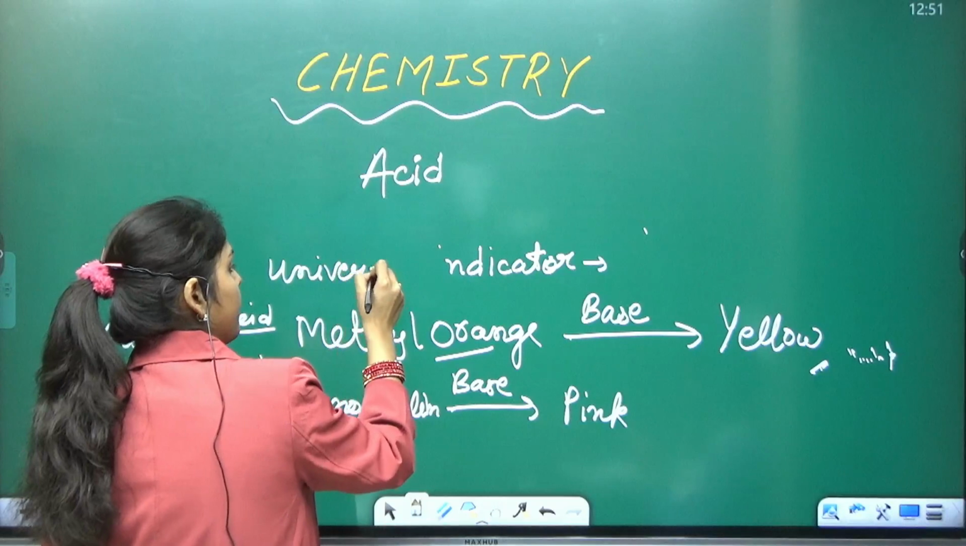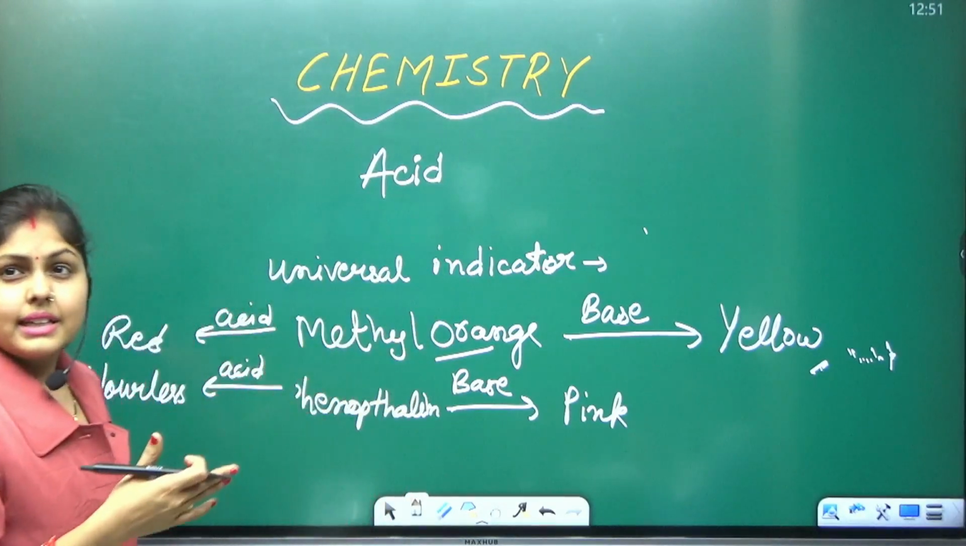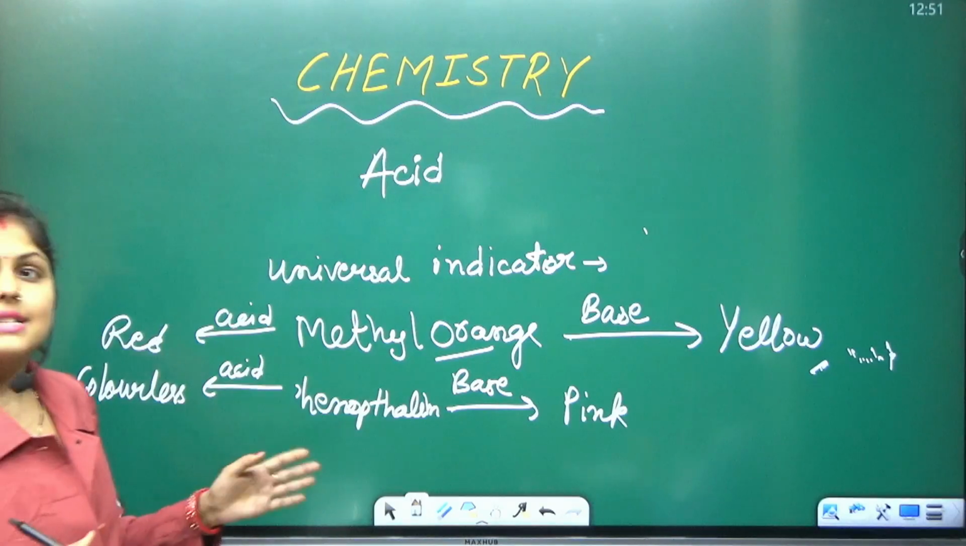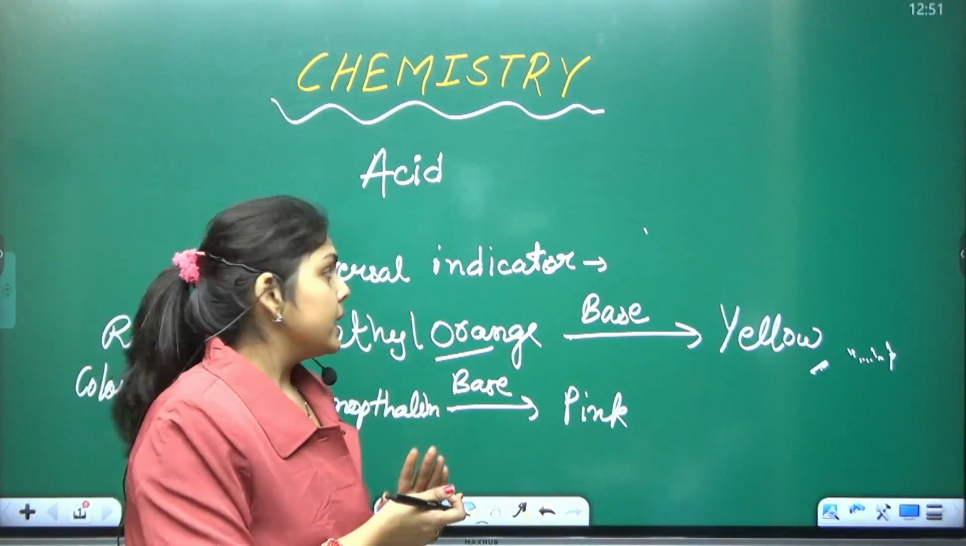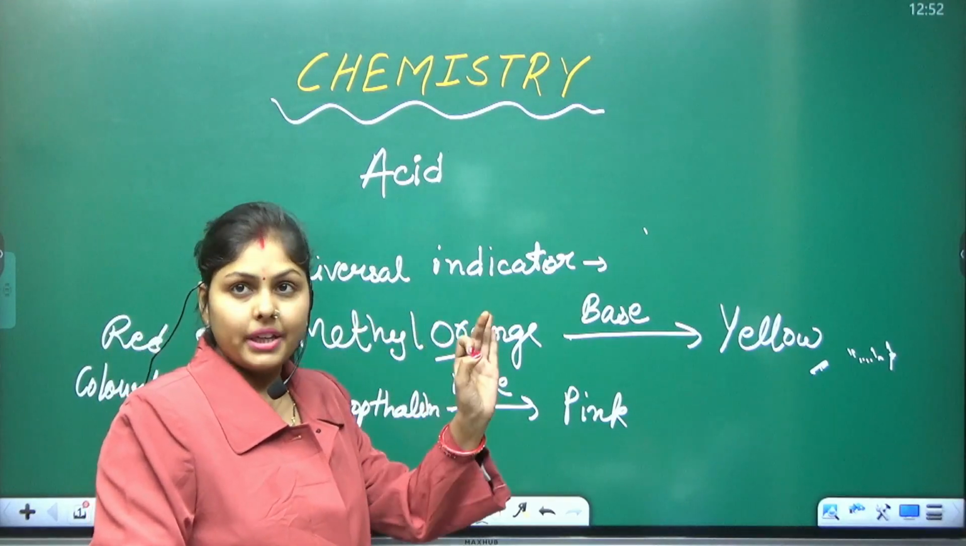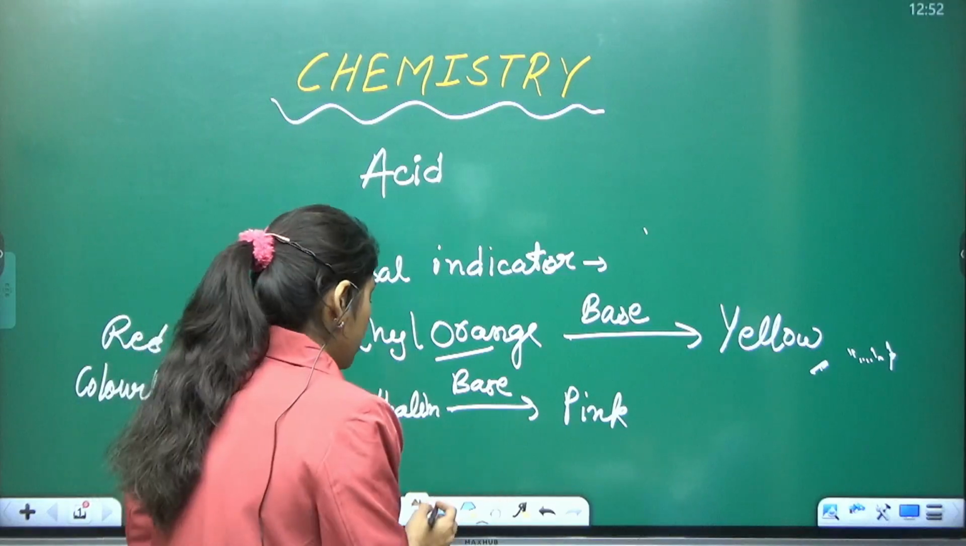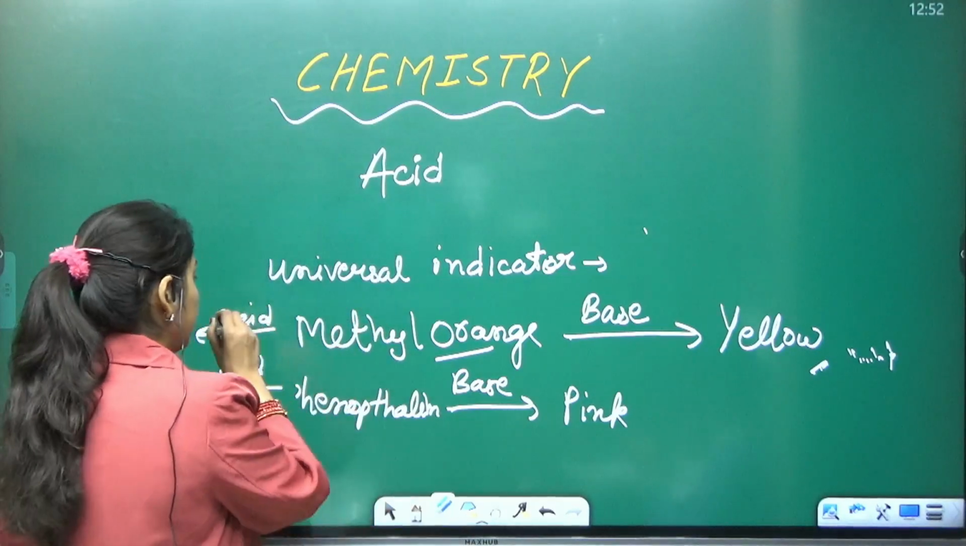Universal indicator. All these indicators tell us whether a substance is acid or base, but the universal indicator tells us the exact value of pH, meaning whether the value of pH is 1, 2 or 3, like this. So here is the example.